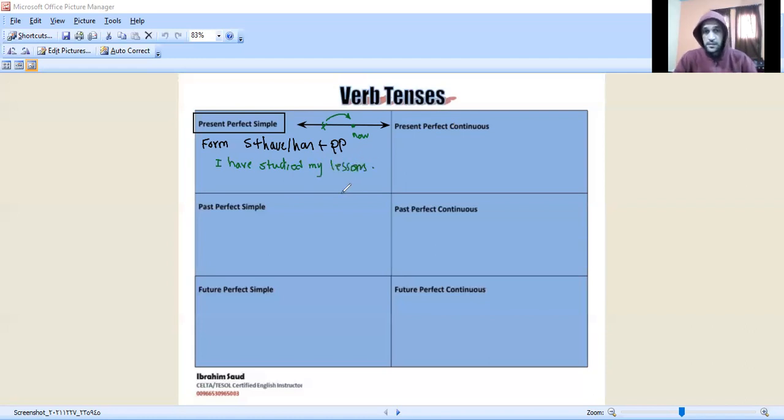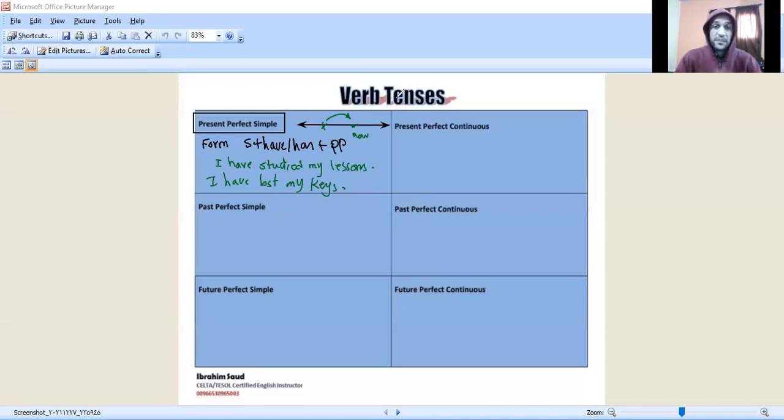In this sentence, the result is the most important. Okay, what's the result in this sentence? You can do something else. I have studied my lessons, you can do something else, okay? For example, when I say I have lost my keys, okay? In this sentence, I have lost my keys. The result is the most important because I can't open the door now. This is the result of the sentence, okay?